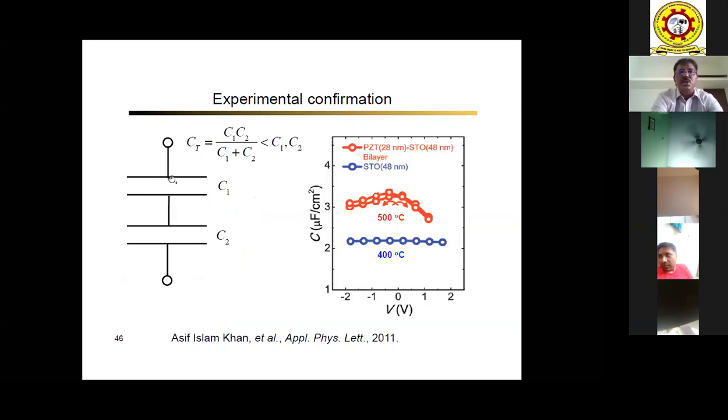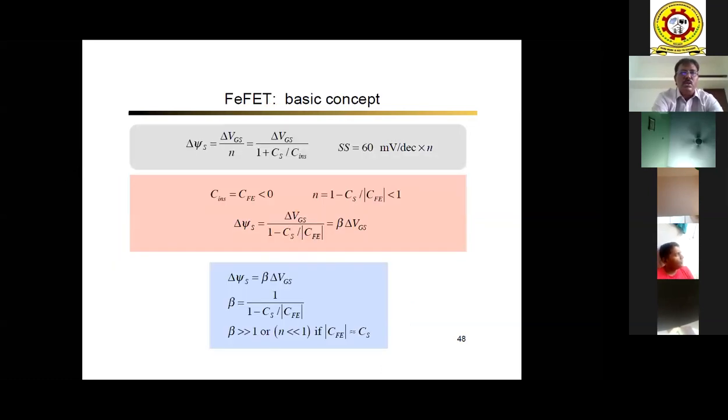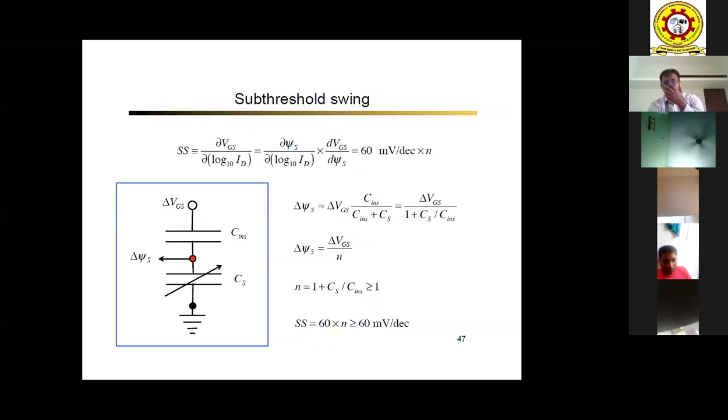So the total capacitance becomes a series capacitance or a parallel combination, isn't it? C1, C2 by C1 plus C2, which is either less than C1 or less than C2. Okay. Now, if I can make this capacitance variable, is it possible? Yes, that is possible with the ferroelectric.